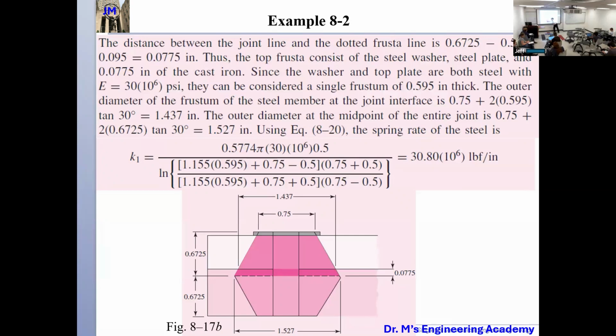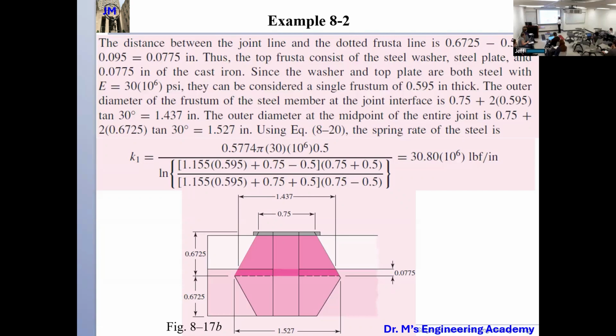And for here, this is the D for my second frustum. The outer diameter at the middle point is 0.75 plus this, the same thing. This time it is for the middle point, which is 0.725. We are using the same equation, but the thickness is different.